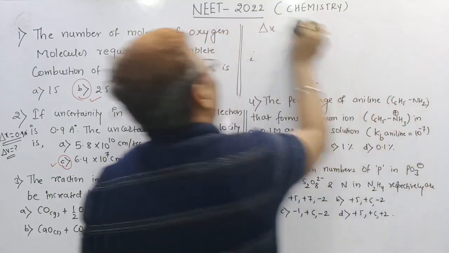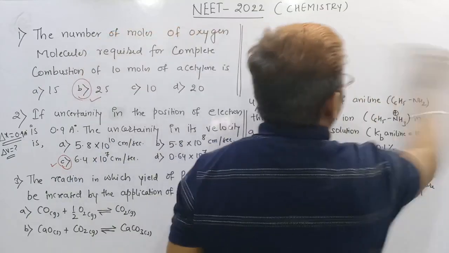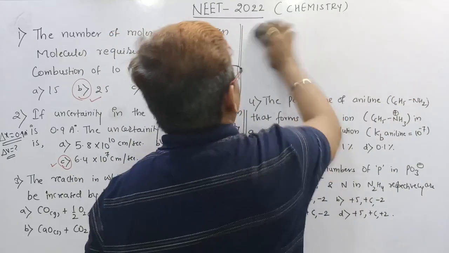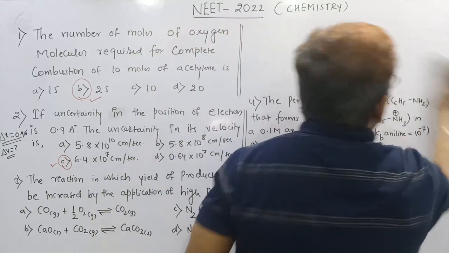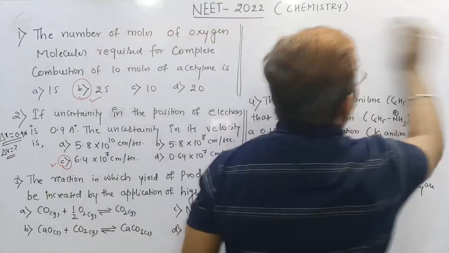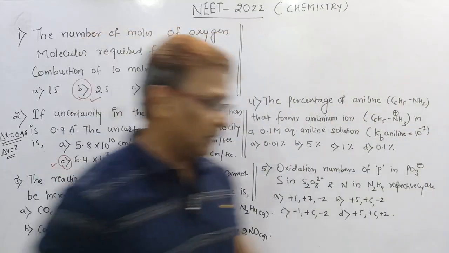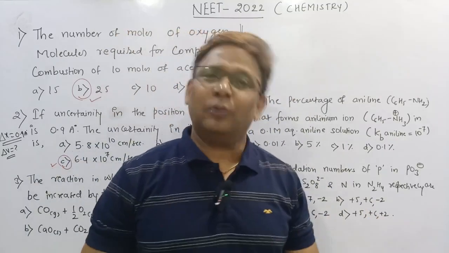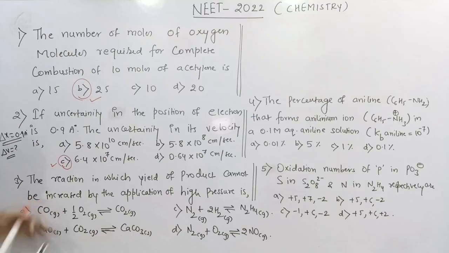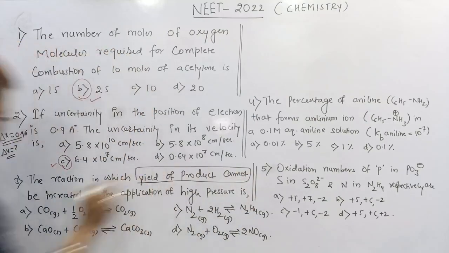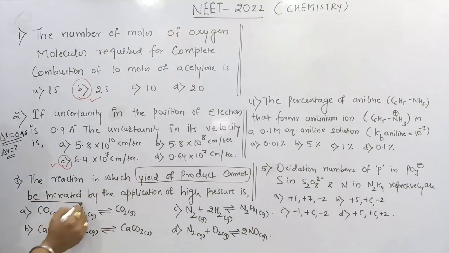Le-Chatelier principle says that volume is inversely proportional to pressure. That means beta, any reaction where the volume is going to increase, that increase in volume can take place only at the high pressure. Decrease in volume will take place at the low pressure. Now they are asking here, reaction in which yield of product cannot be increased.